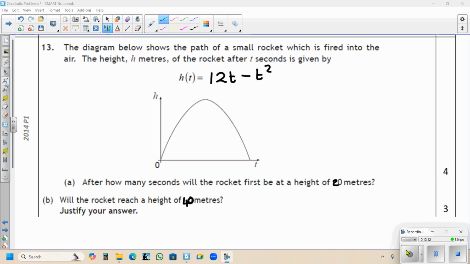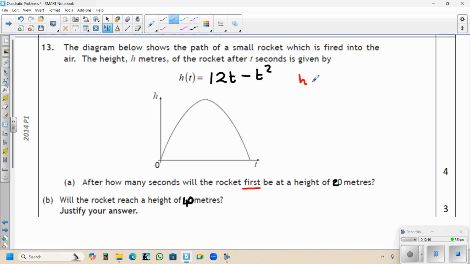So for this one, I've changed the numbers in the last one, okay, and it's really just to give you a bit of practice. So pause the recording, see if you can do that one, and then after you've done it, I'll go through it, play the recording again, and you'll see if you're correct or not. Right, so what have we got? The diagram shows part of a path of a rocket. The height is 12t minus t squared. After how many seconds will the rocket first be at height of 20 metres? So they're telling me h is 20 metres.